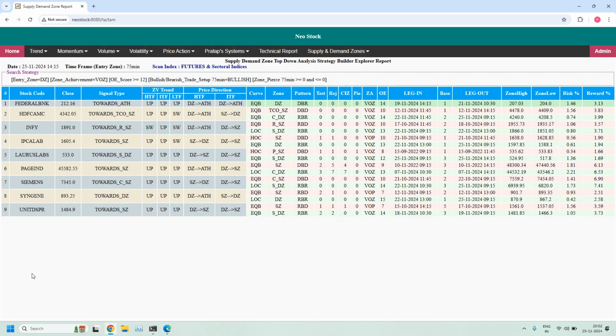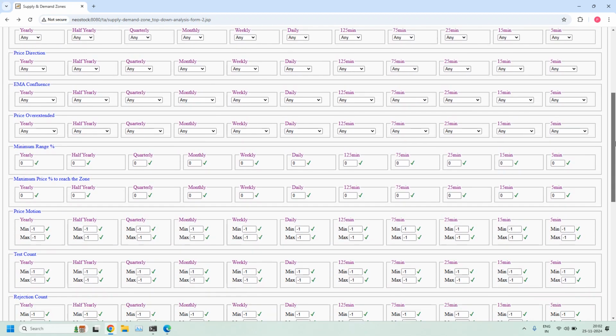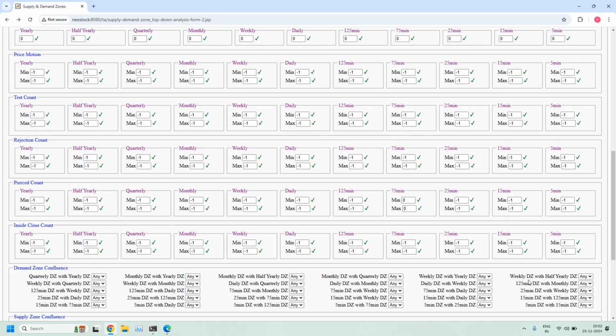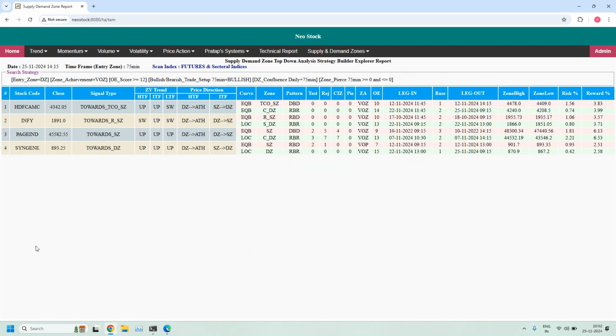In these 9 75 minutes demand zones, there could be some high probability setup zones might be available. Let us find them based on EMA and zone confluence. First, LTF and ITF demand zone confluence. Let's filter. That is 75 minutes demand zone with daily demand zone confluence filter enabled. With this filter, we got 4 stocks.